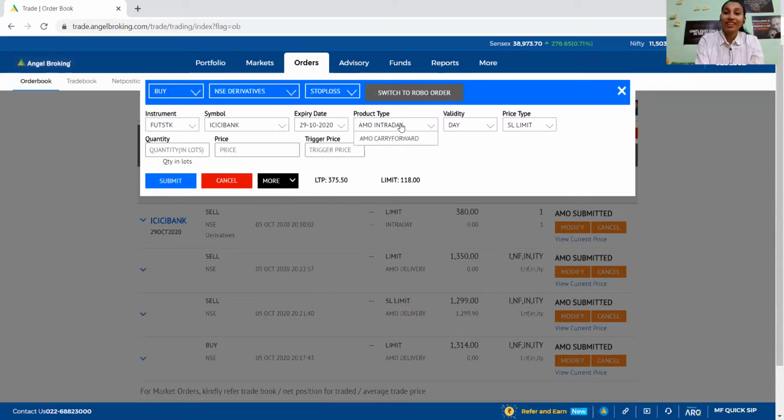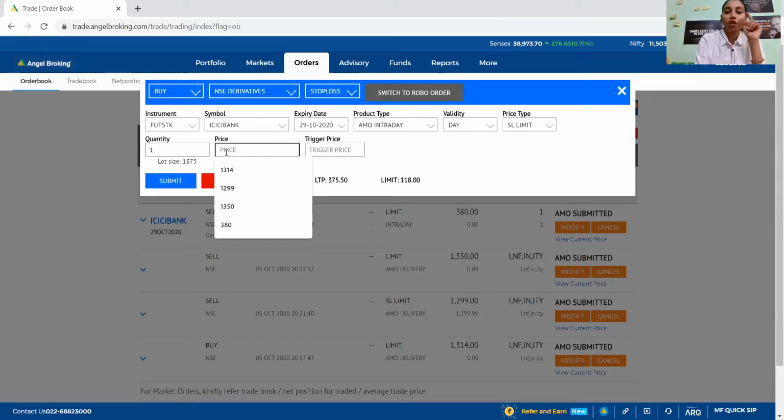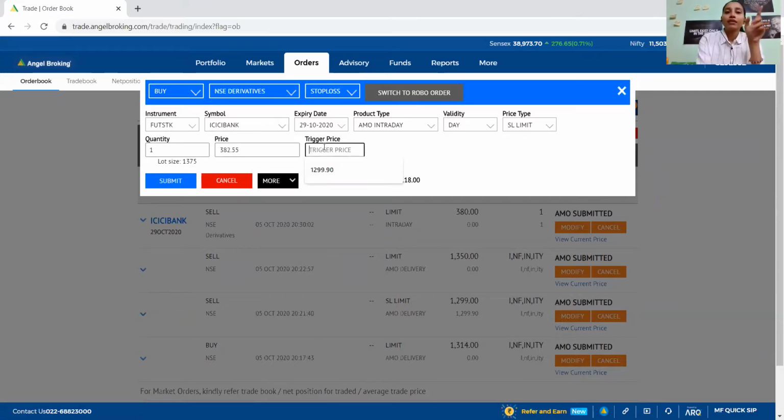So AMO is intraday or carry forward. Let it be intraday only. Day, okay. SL limit, okay. So quantity, again, one lot is my quantity. The price is how much? 382.50, okay. So 382.55 and a price above that, okay. Some price above that, and then trigger price I will place a little higher, suppose 382.90, 50 paisa higher than that, okay.